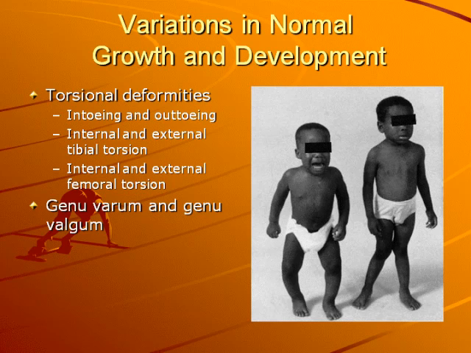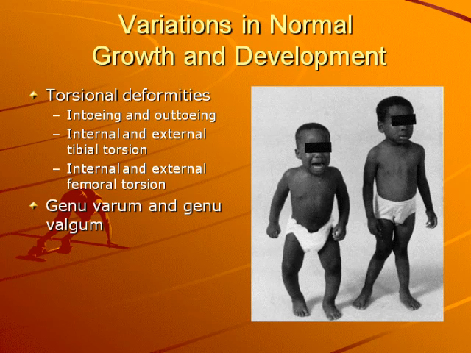I used to go into great detail about variations in normal growth and development, but I think I'm going to save this for pediatrics. The only thing I really want you to know about torsional deformities is the difference between genu varum and genu valgum. Genu varum is bowed legs and knees. Genu valgum is knock knees, which you can see there, a sweet little boy that has the knock knees.